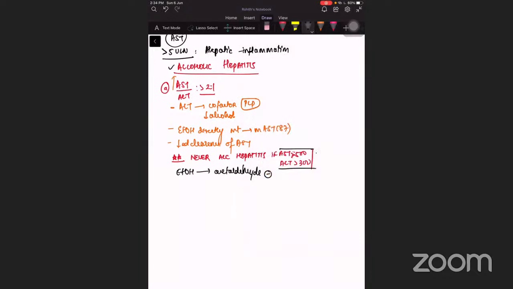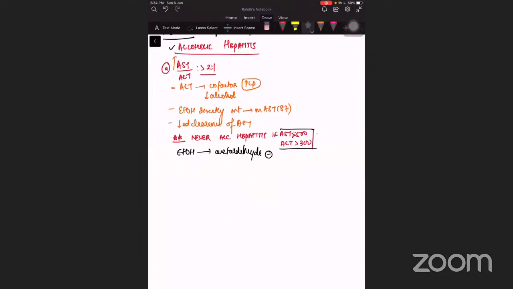The other place where you can use the AST by ALT ratio, there are two things. One is you can have drug-mediated injuries, like statin-mediated. There are multiple reasons why you can get an injury, and in that condition also, you can get AST more than ALT.